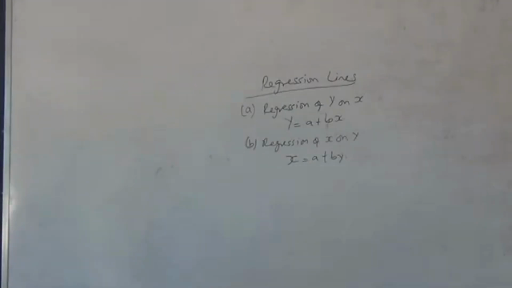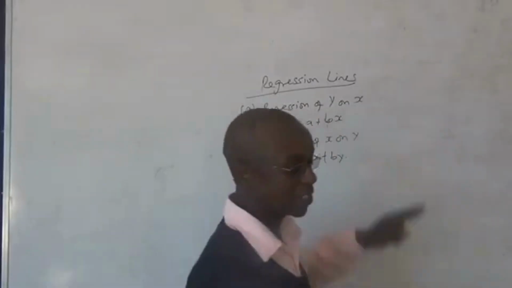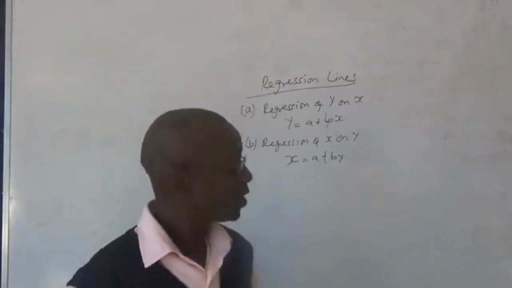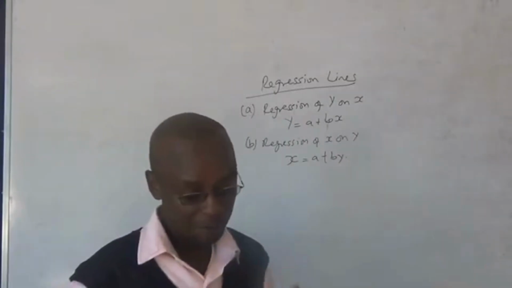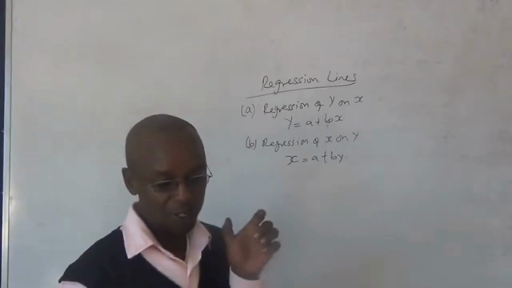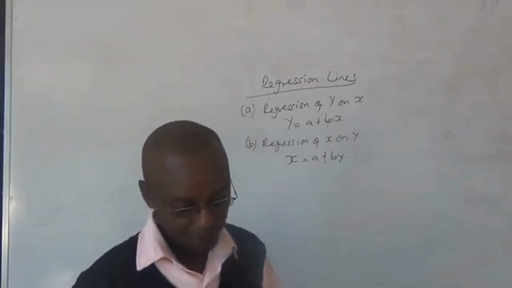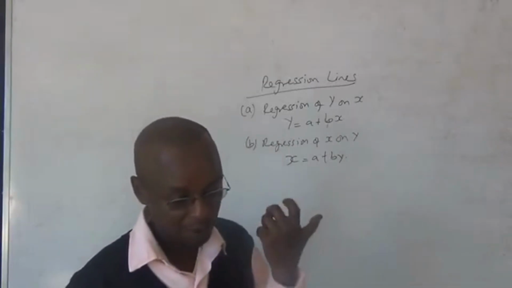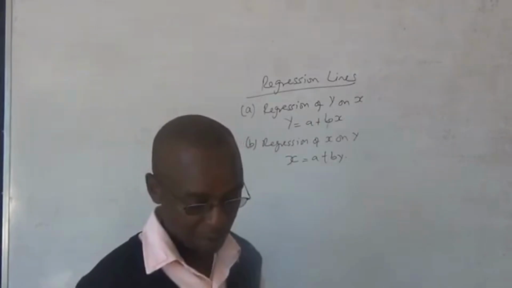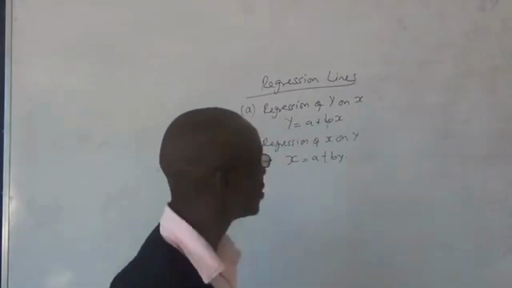So we are looking at the regression lines. We have regression of y on x, and it is used to predict y from x. Its formula is y is a plus bx. This other one is regression of x on y, used to predict x from y. The formula is x is a plus by.